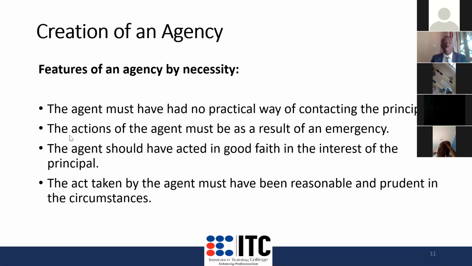Number two is that the agency must actually result from an emergency. From the example we've given, the car has broken down and he has no way to transport these goods. So that is the kind of emergency that creates this agency.